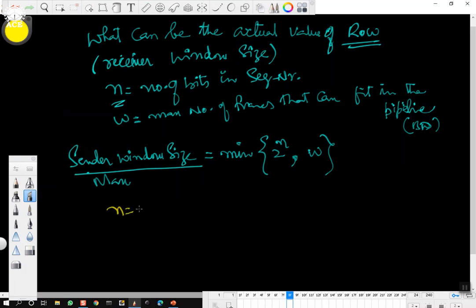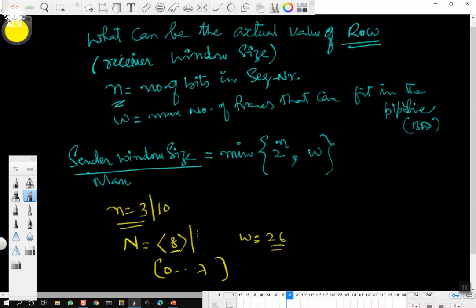Suppose I am using a 3-bit sequence number, then the number of unique sequence numbers I can have is 8. If the value of W is 26 like earlier, I can't fit 26, because in one window I cannot have 26 unique numbers. I can have only sequence numbers 0 to 7, so it has to be the minimum. If I take a 10-bit sequence number, I can have 1024, but the maximum that I can fit in the channel is 26. Whichever is minimum of these two is the maximum sender window size.